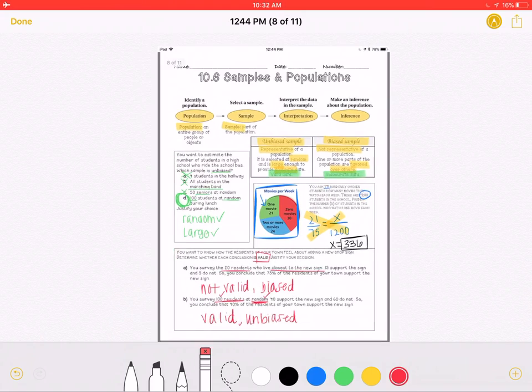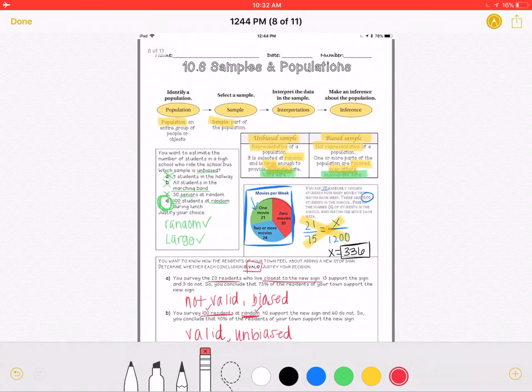All right, that is our 6th lesson here. You're going to do a bunch of examples telling whether samples are valid or biased and unbiased. So talk to me if you need further definitions and further examples walked through with you, but hopefully you understand the difference between biased versus unbiased.